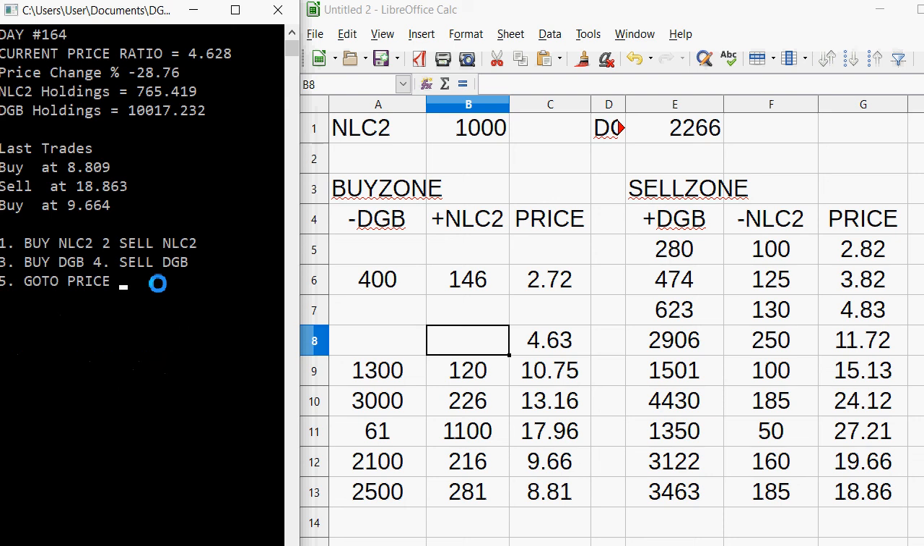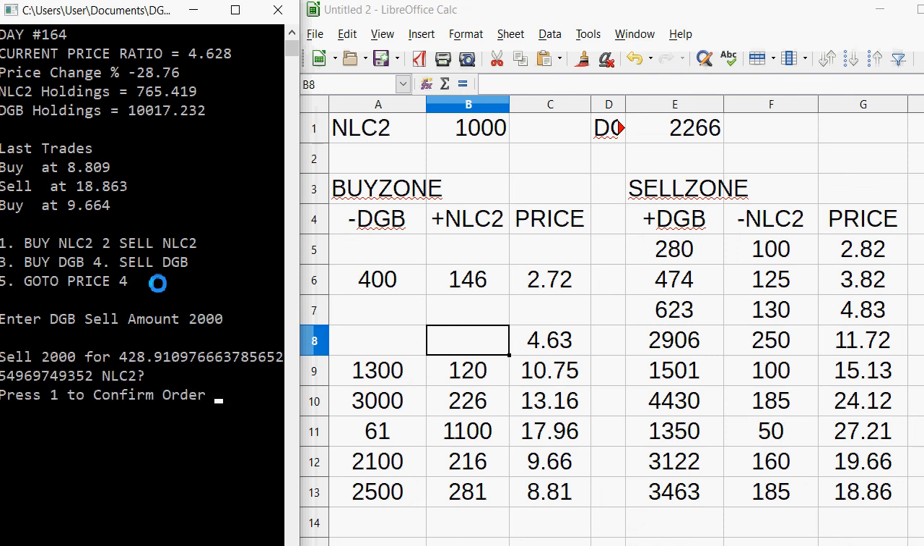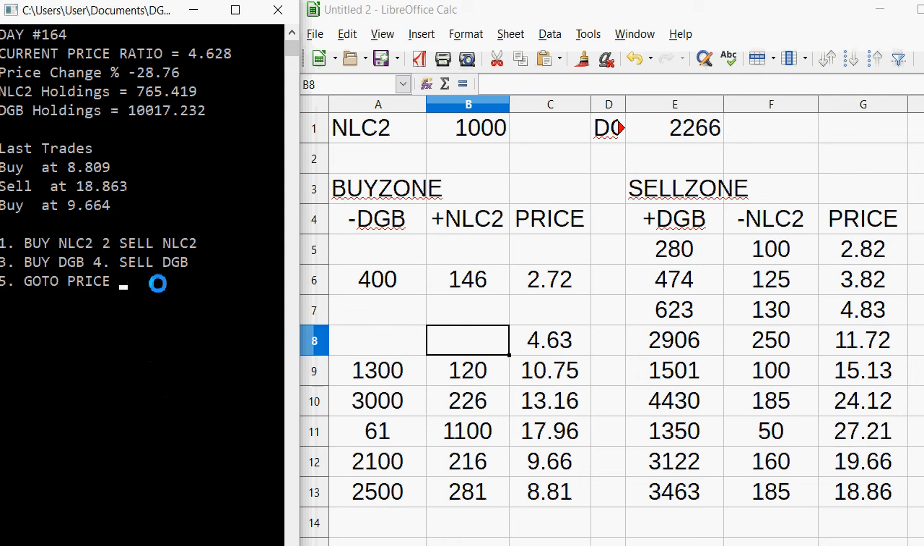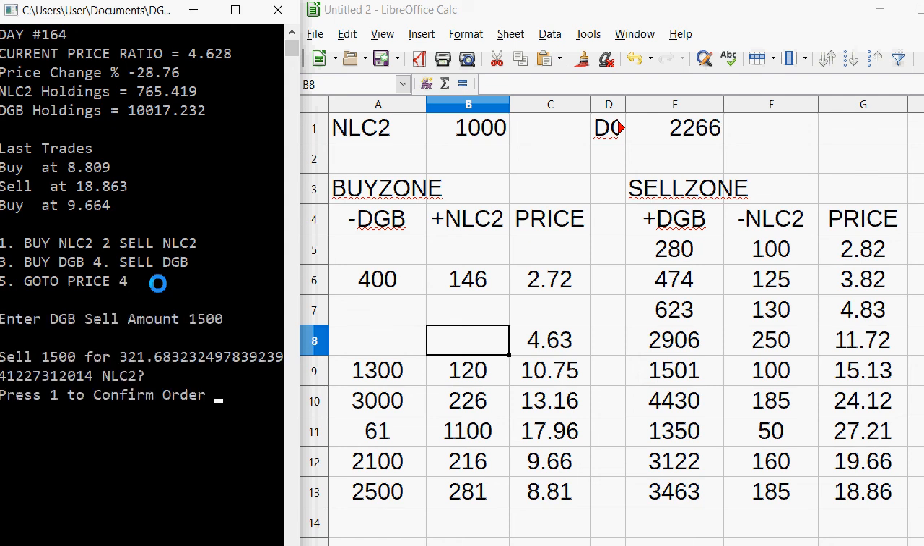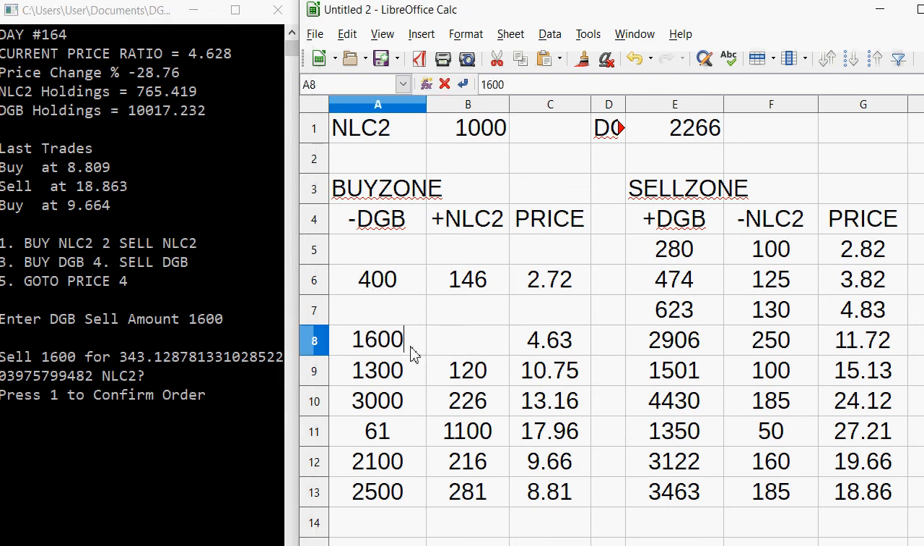You know, I'm not going to do this because I'm pretty sure of my code. If I sell, say, 2,000 of these, I would be at that. I want to sell even less than that. Okay, 320. That's close enough. Okay, so let's trade 1,600 of these for 343 here.